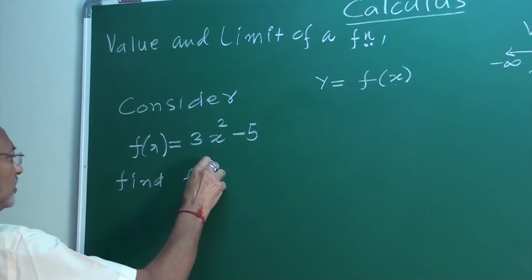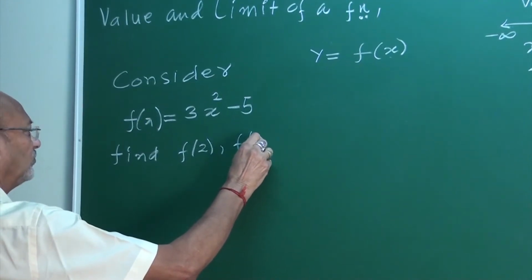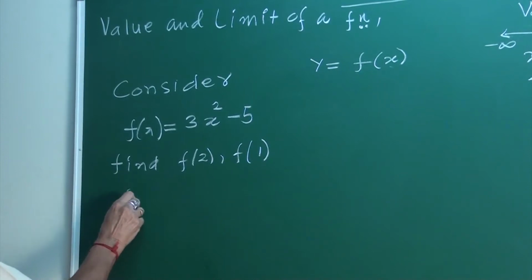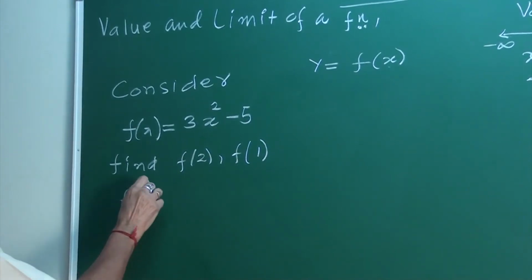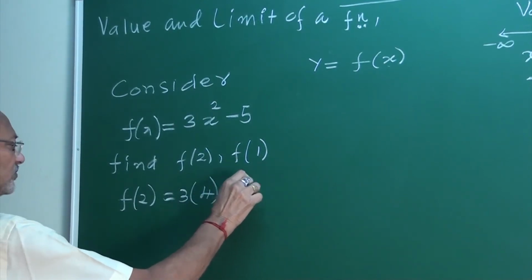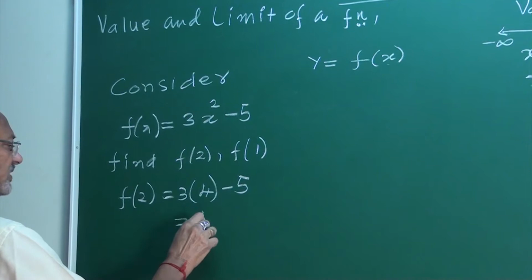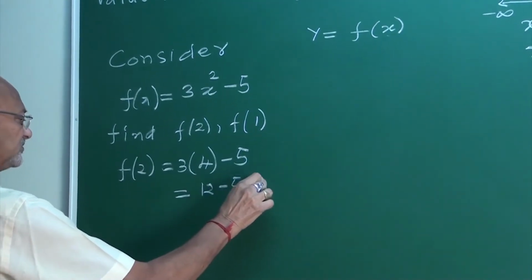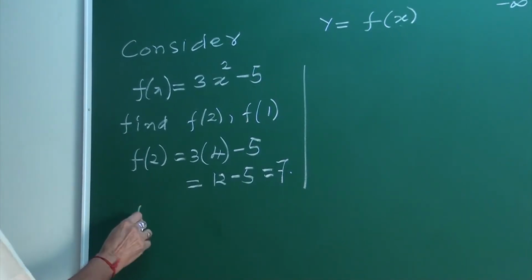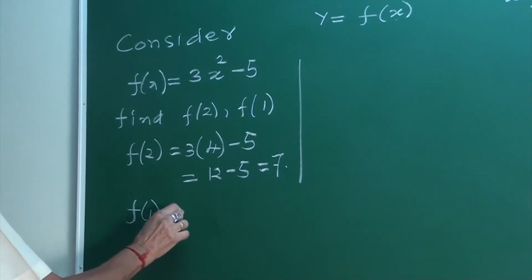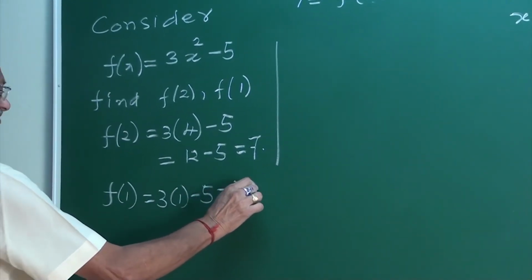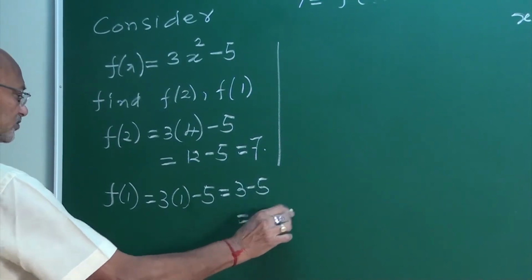Then find f of 2, f of 3, f of 1, like this. What is f of 2? You have to put x equal to 2. It is 3 into 4 minus 5, which is 12 minus 5, so it is 7. Like that, f of 1 is 3 into 1 minus 5, which is 3 minus 5, so it is minus 2.